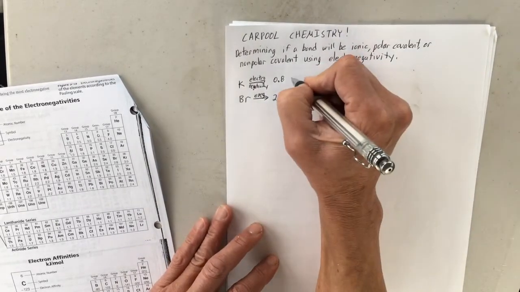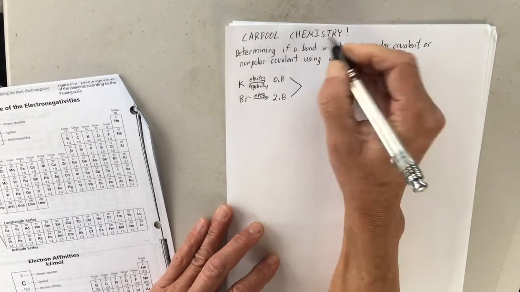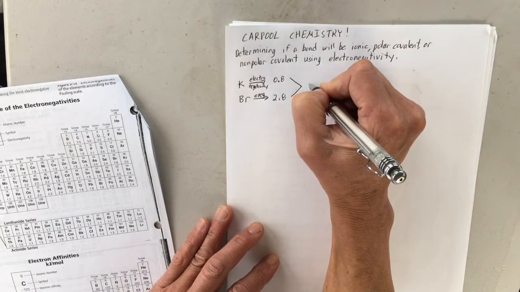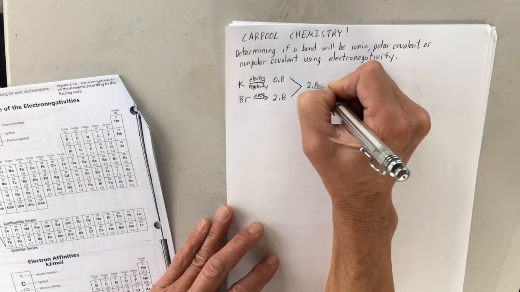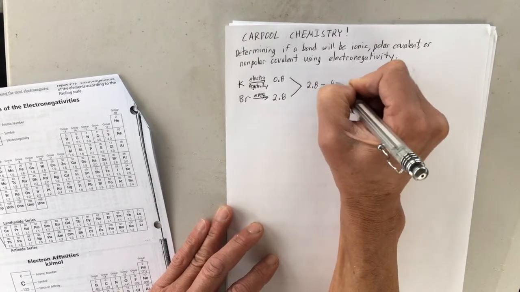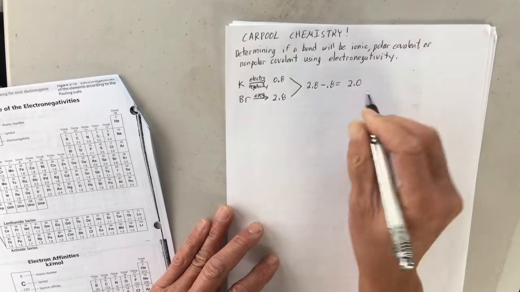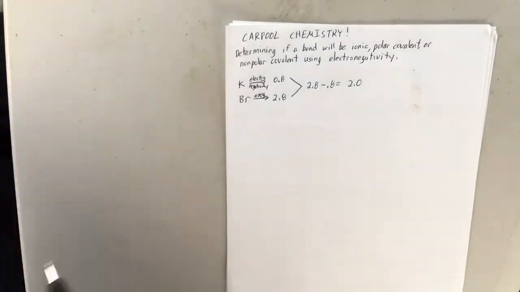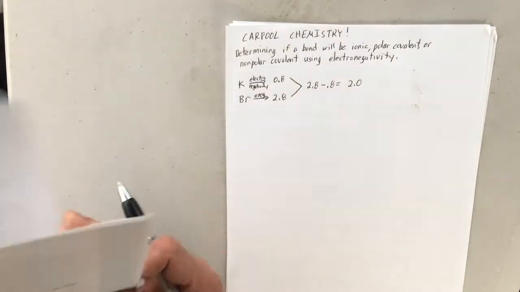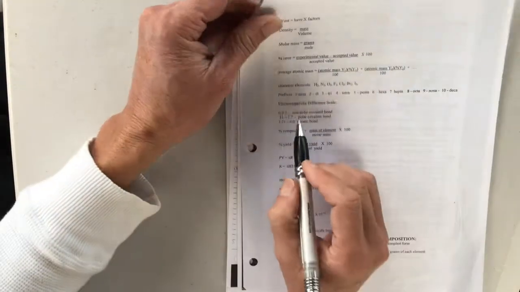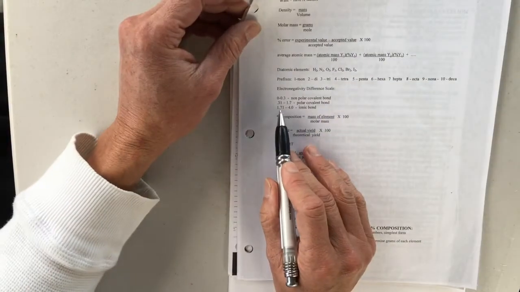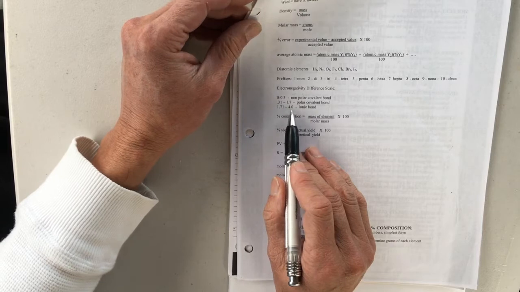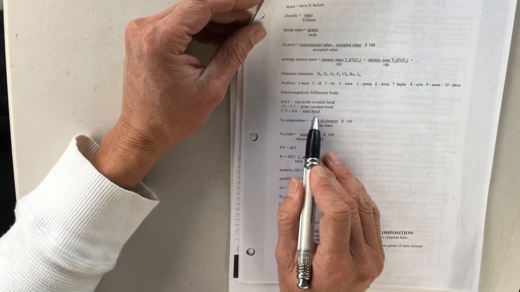So what we want to do now is take the difference between the two electronegativities, taking the larger value first, so we end up with a positive value. We're taking the absolute value: 2.8 minus 0.8 is equal to 2.0. This is our difference in electronegativity. And if we look at the charts, we could see what happens if you have a difference of electronegativity of 2.0. That lies between 1.71 and 4.0. Therefore, this is going to be an ionic bond.